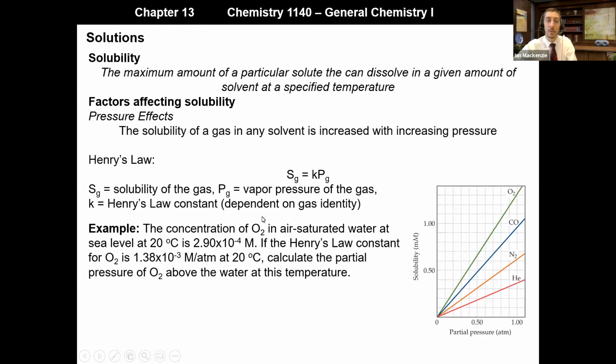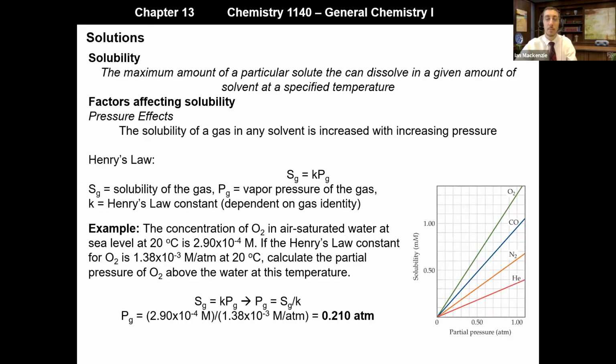All we have to do is simply rearrange to solve for the partial pressure. That's just the solubility over Henry's law constant. Substitute those values in, and we come out with a partial pressure above that water of 0.21 atmospheres. So that's how we would use Henry's law. There are certainly more complicated examples, but this is at least a brief introduction to the pressure effects on solubility of gases.